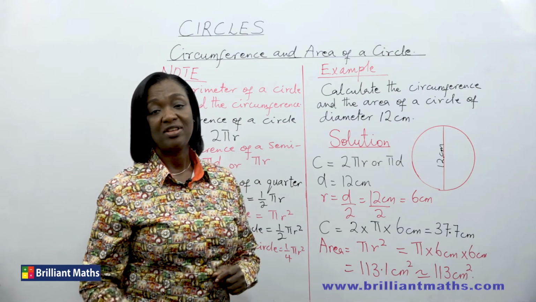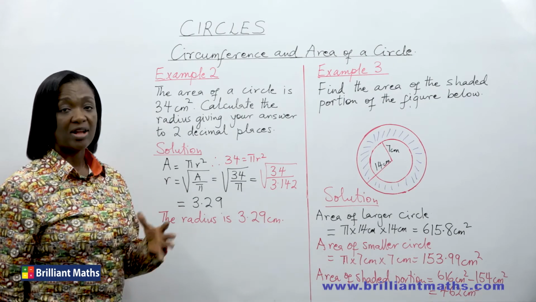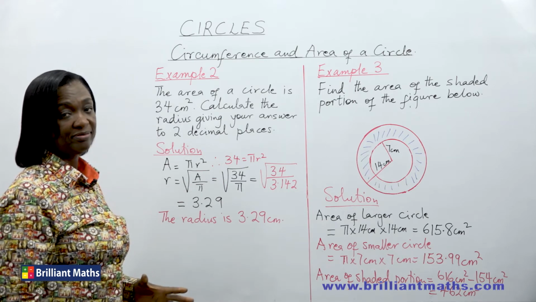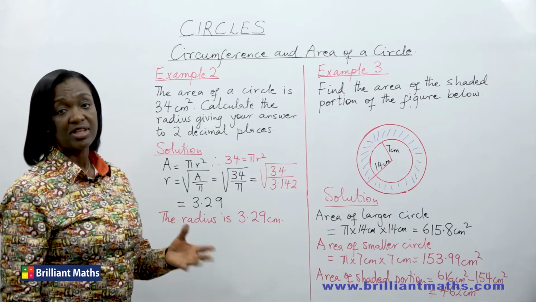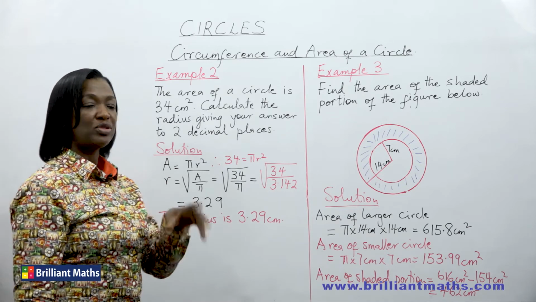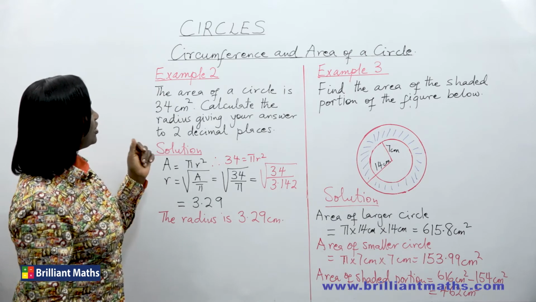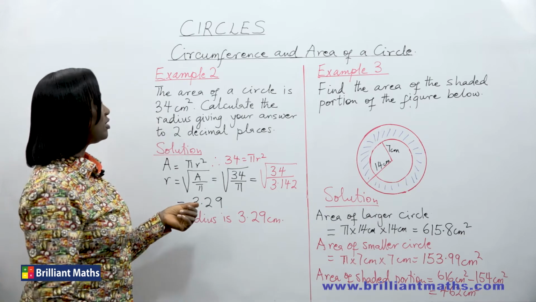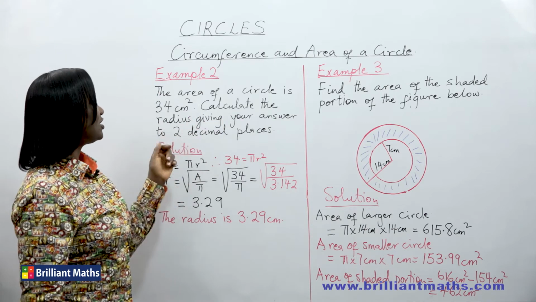Let's look at another example. Looking at more examples on calculating the circumference and area of circles, or solving problems with circles, we have another example. The area of a circle is 34 centimeters squared. So we've been given the area. Calculate the radius, giving your answer to 2 decimal places.